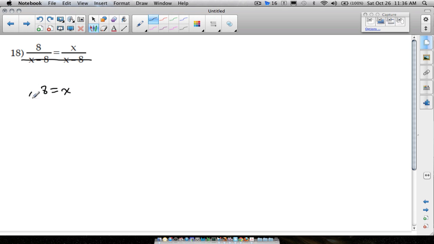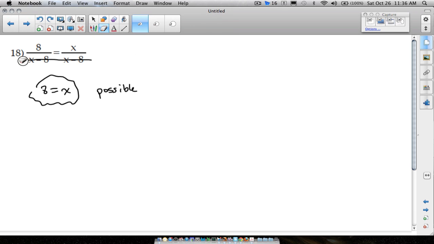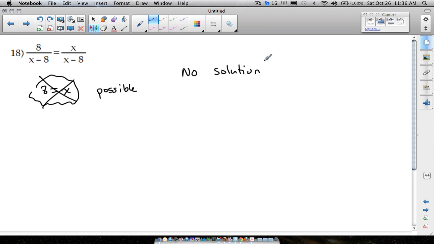Bam. But remember, this is a possible solution. Again, looking at this, if you plug 8 into the denominator, 8 minus 8 gives you 0. So since it does not work because we get an undefined expression, it actually doesn't work in either one of these. This is another example of a no solution. Be careful there.